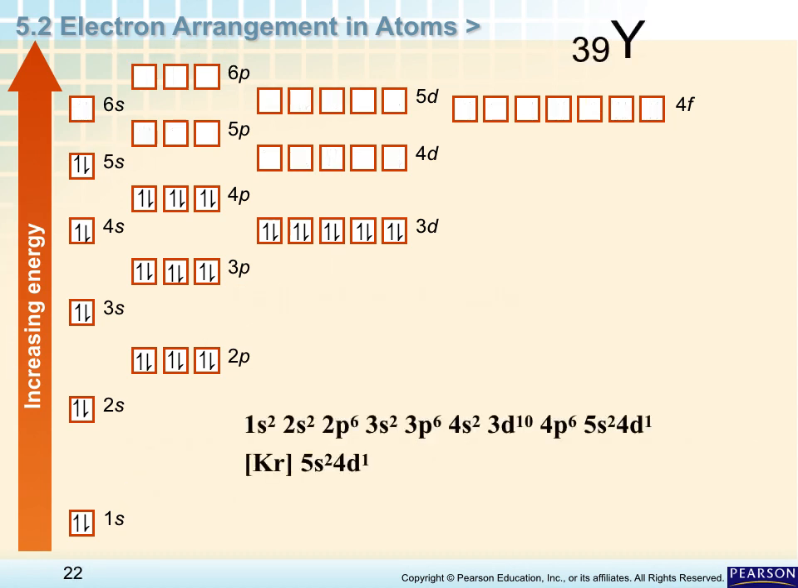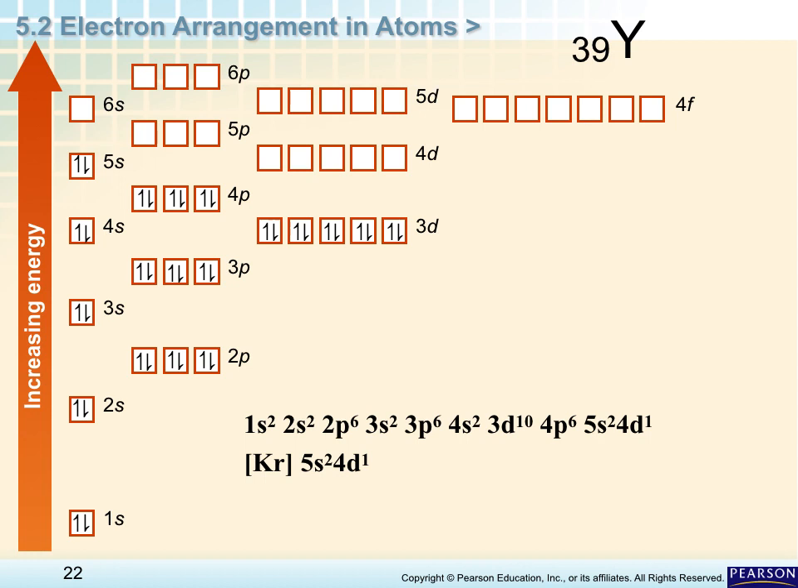Now, I want you to do number 39. I've already written it in up to 5s2. Why? Because I look at the electron configuration, which you should write: 1s2, 2s2, 2p6, 3s2, 3p6, 4s2, 3d10, 4p6, 5s2, 4d1, or krypton 5s2, 4d1. Write those now and fill all the electrons up to 5s2. Pause the video.